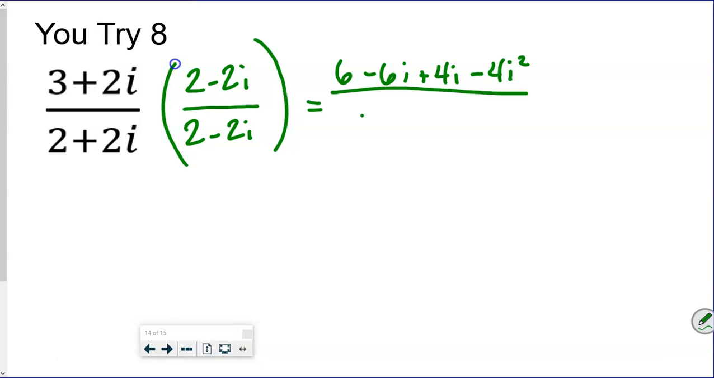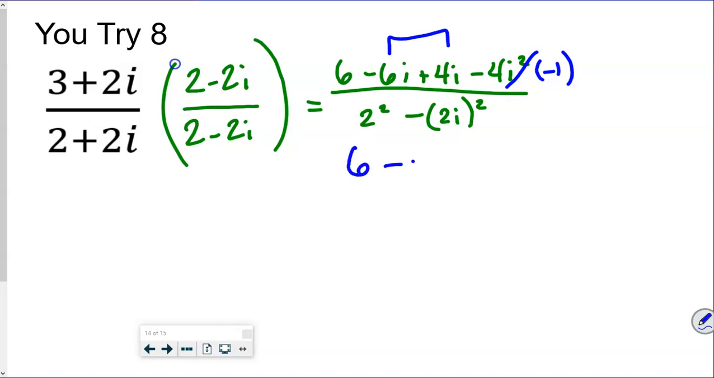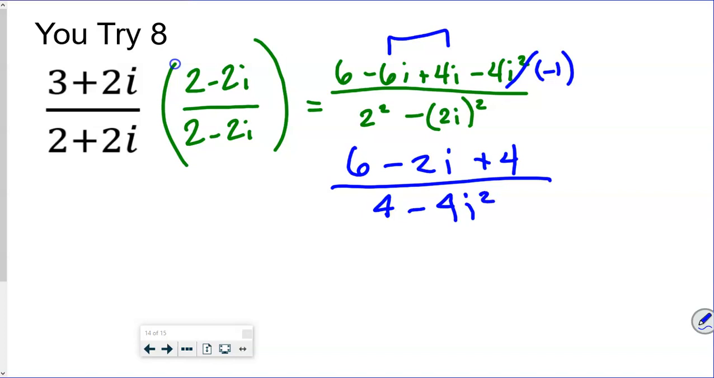Again, we got our 2 squared minus 2i squared. So I'm going to make that a negative 1. Notice these two combine, so this can be 6 minus 2i plus 4, right, y'all? Because again, that negative 1 times that negative 4. And then down here we got 4, and that's going to be minus 4i squared. Keeping in mind that changes.